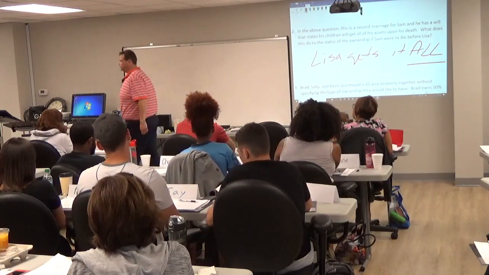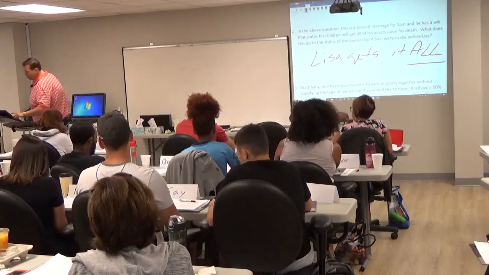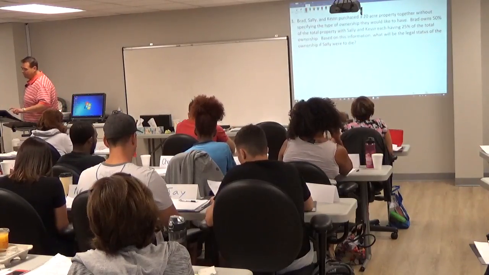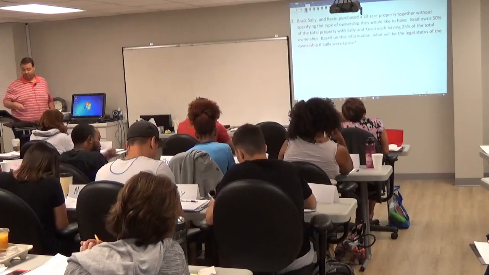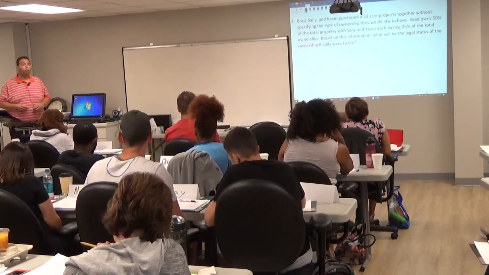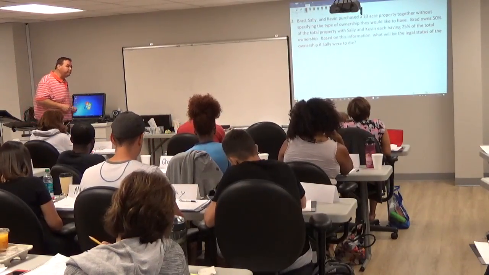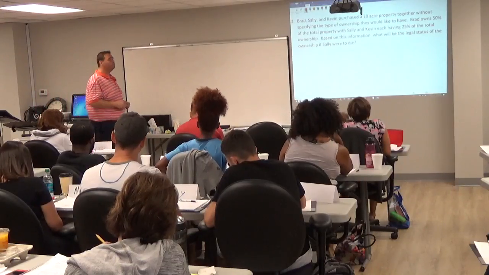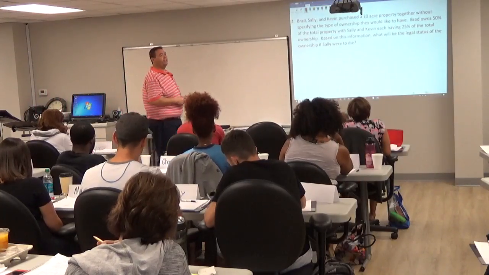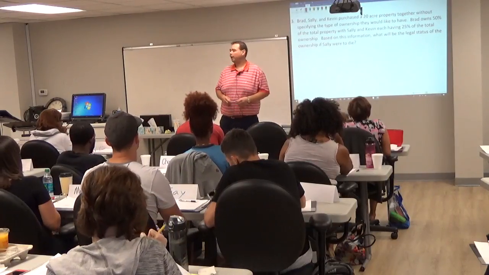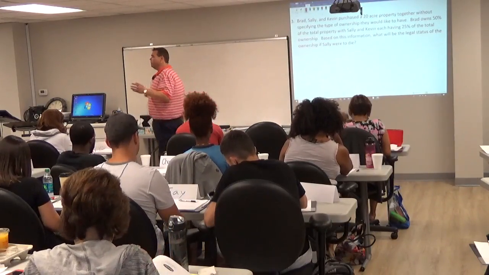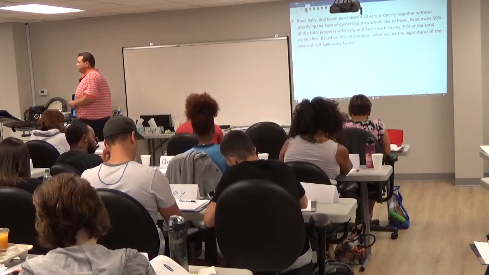All right, number 3. Brad, Sally, and Kevin purchased a 20-acre property together without specifying the type of ownership they would like to have. Are Brad, Sally, and Kevin married? No. They didn't specify the type of ownership. What are they going to be? Tenants in what? Common. That's the default for unmarried people. So they're tenants in common.